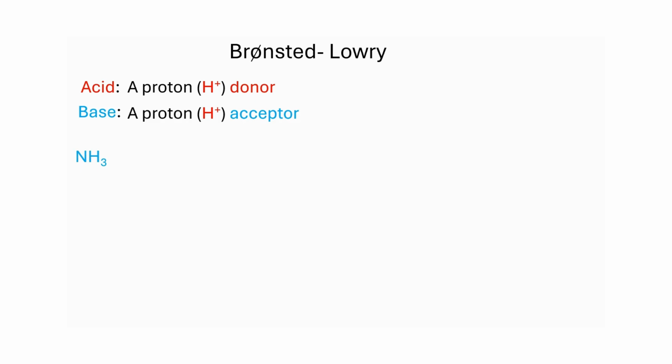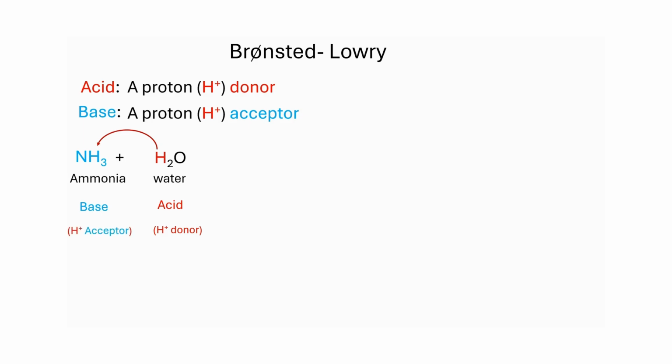Now let's look at a different example. Let's look at NH3, which is ammonia. Let's say we take ammonia and put it in water, it would react with the water, and this time here, the water is the acid. Why? Because it has a proton that it can donate. Right? So one of the H from the water moves to the ammonia. So water is the proton donor, is the acid in this situation here, whereas ammonia is the base.